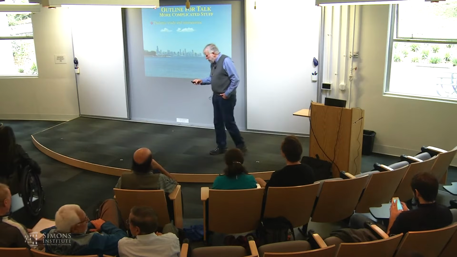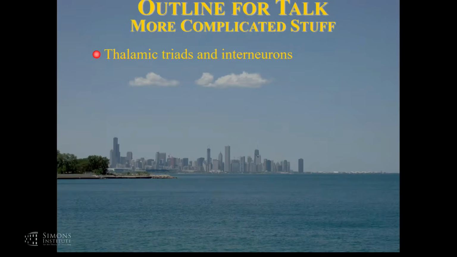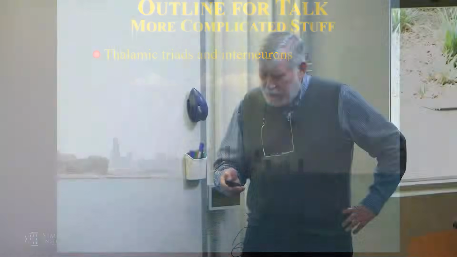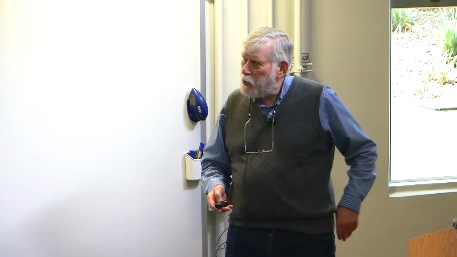So the first hour was spent with a very superficial survey of what I consider some very basic properties of thalamus and cortex. I'm going to use the next hour to get into more complicated stuff that I find more interesting. It's going to be kind of random. There's not much organization to this, and I don't know how far I'll get. Some of the questions that were raised in the first hour, I might be able to provide some answers to if I get there.